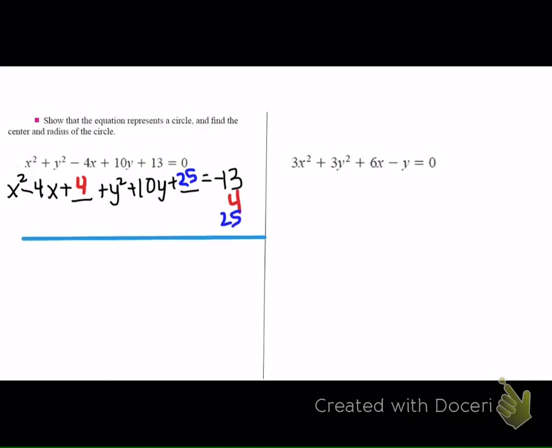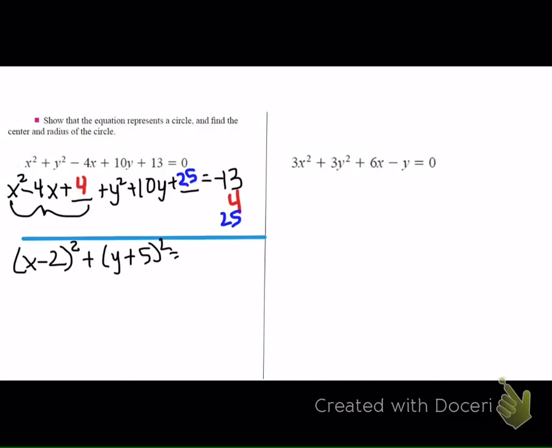We're going to go ahead and reduce this down. This term reduces down to (x - 2)² + (y + 5)². 29 and 13. We want to add those up to find out what our r value is.